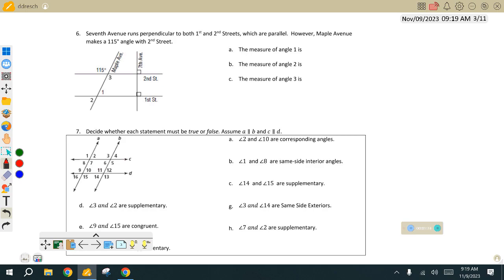So to get down there, myself, I did 115 and 2. What is that relationship between 115 and 2? They are what from what we reviewed yesterday? I'm sorry? There's same side exteriors, not corresponding. They're same side exteriors. Corresponding would be this right here. Okay? Yeah, same side exteriors are supplementary. So they're adding up to 180, and angle 2 should have been 65.